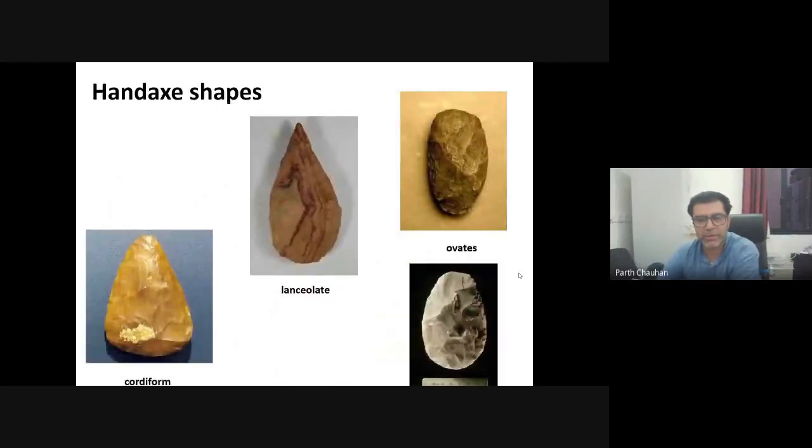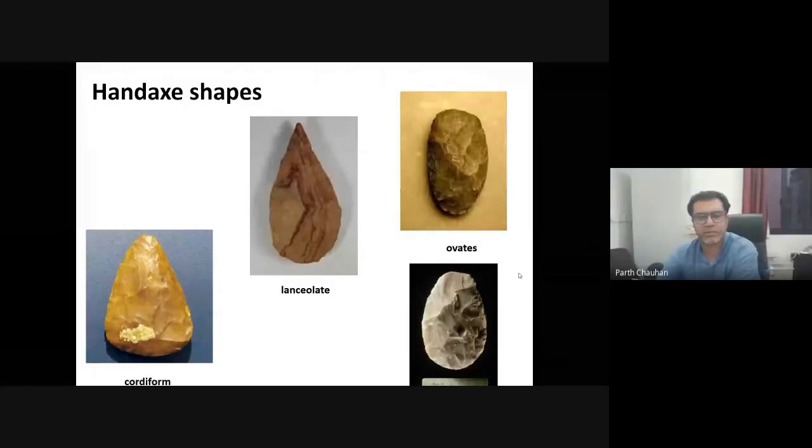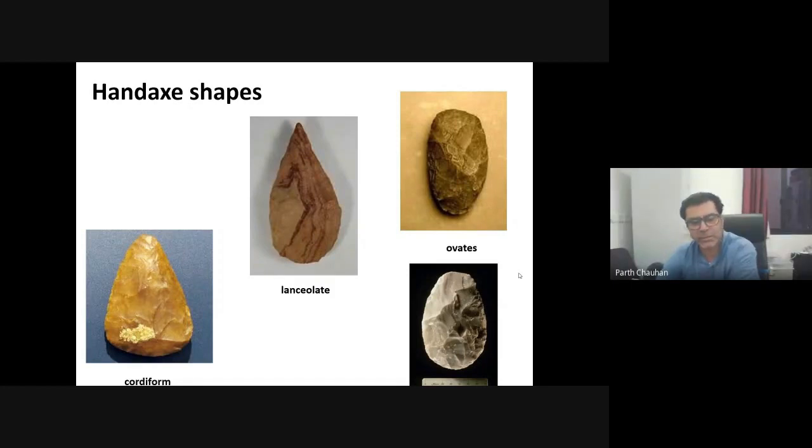Then Handaxe shapes. Why are certain shapes more dominant in certain regions? For example, in Europe, it's dominated by ovate Handaxes. There are no cleavers over there. So why are certain Handaxes dominating? Why are other Handaxes occurring marginally? What is the reason behind this variation? Is it just culture, personal style, preference, function, ecology, what?